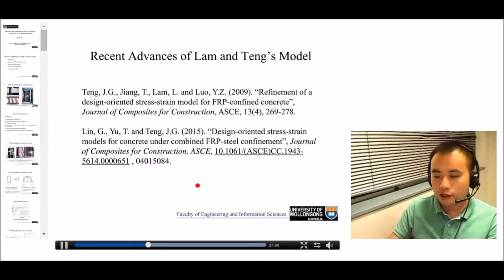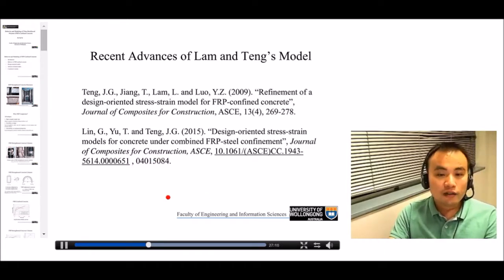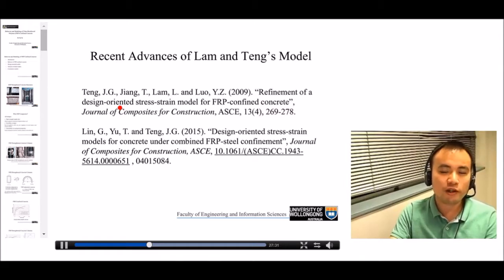And Lemon 10th model was developed around 12 years ago. And now there are some recent advances of this model. In 2009, they published a refined version of the design model for circular columns. And in this refined version, they basically provide some more accurate predictions for FRP-confined concrete with a relatively weak FRP jacket. And more recently, I worked together with Professor Tan's group.